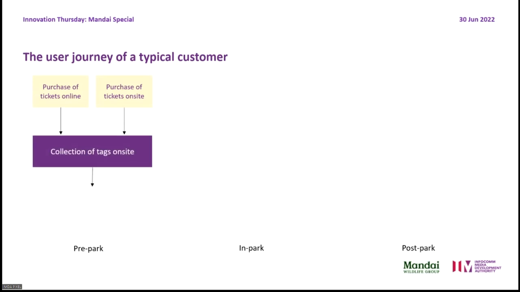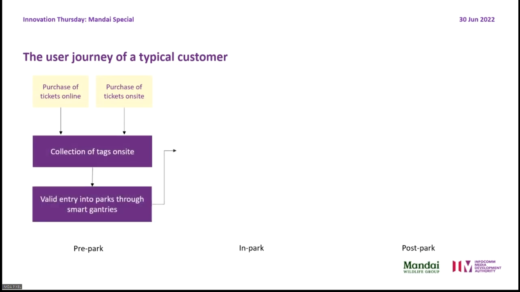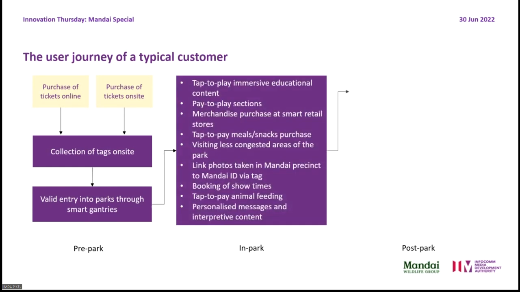So let me bring you through the user journey that we aspire for every guest coming into the Mandai precinct. I will break it down into the pre-park experience, the in-park experience, and then the post-park experience. Firstly, you can either purchase your tickets online or on-site, and then you'll collect the tags in the Mandai precinct itself. After that, is there a way for us to do a valid entry into the parks using smart gantries? And then inside the park, we have many different things.